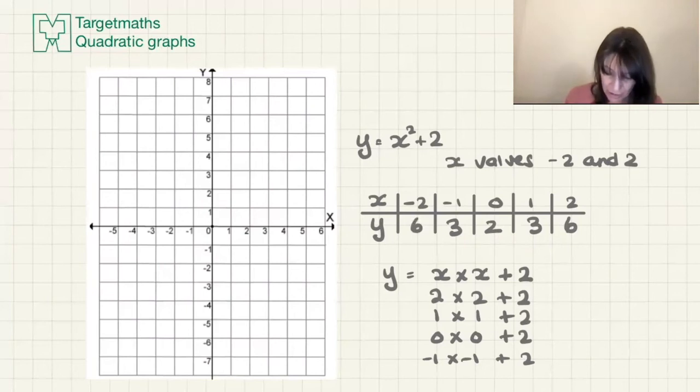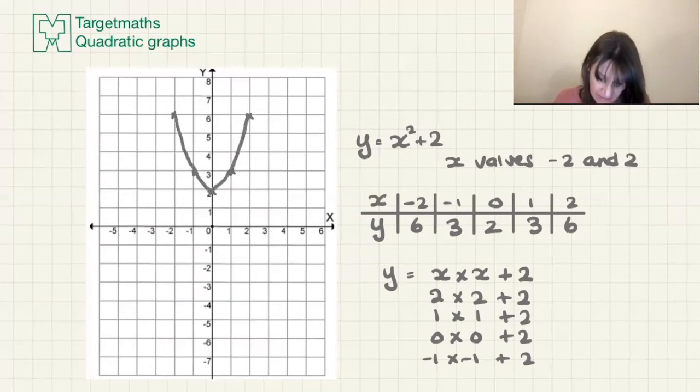Now I'm going to plot 2, 6, 1, 3, 0, 2, minus 1, 3, and minus 2, 6. And I'm going to draw that curve. And there it is. It's not the most perfect curve in the world. What they're looking for is no straight edges and you going through the points. If you're a millimeter off one, don't start trying to redraw it. They can see what you were trying to do and it will get you the mark. But if you're miles away, then you might want to think about redoing it. If you got that right, then really well done.